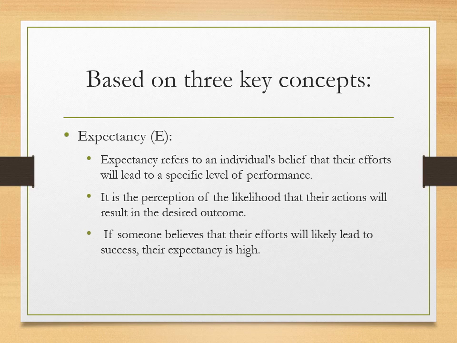This theory is based on three key concepts, the first one being expectancy. Expectancy refers to an individual's belief that their efforts will lead to a specific level of performance. It is the perception of the likelihood that their actions will result in the desired outcome. If someone believes that their efforts will likely lead to success, their expectancy is high. If someone believes that their efforts will not lead to success, their expectancy is low.